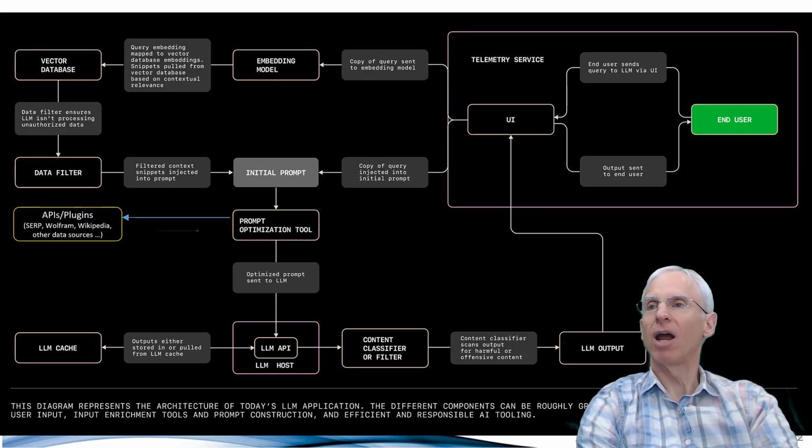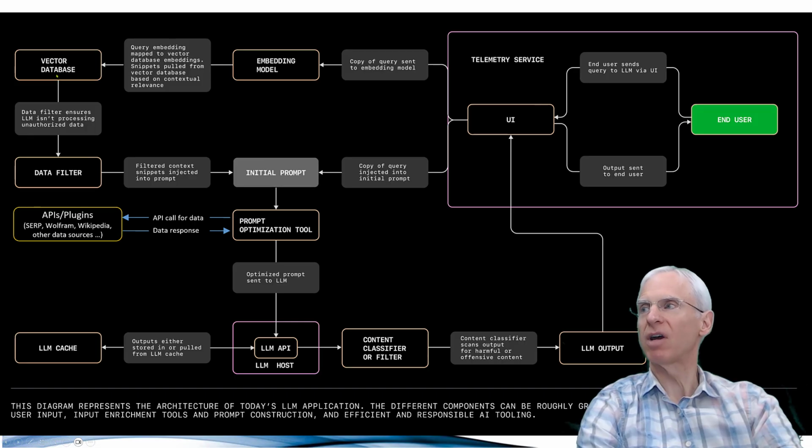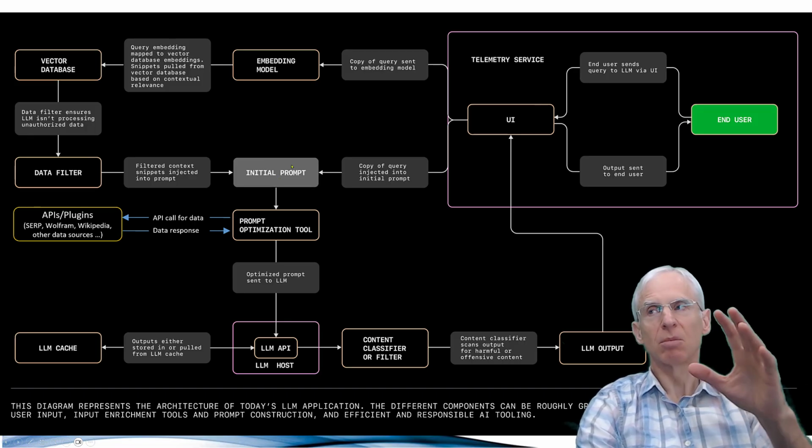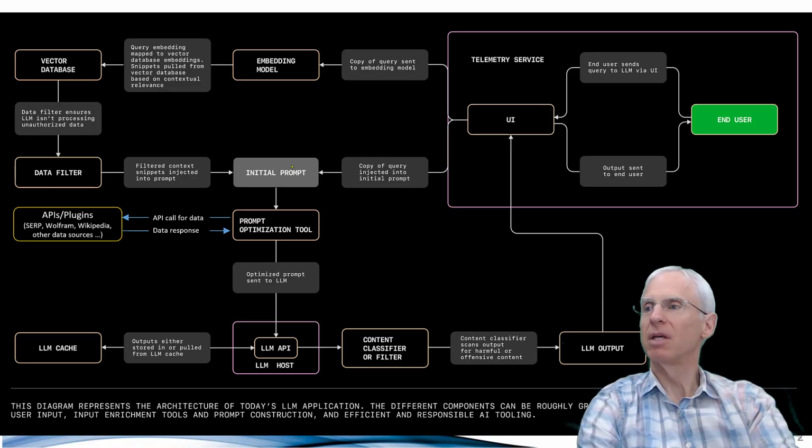So there's a diagram that sometimes I'll show here, and in this diagram we have over on the right an end user, and they put in their prompt. It goes through a user interface, it goes through an embedding model, it goes through a vector database, a data filter, there's an initial prompt. So this is a system like ChatGPT. There's the initial prompt, but then they optimize the prompt.